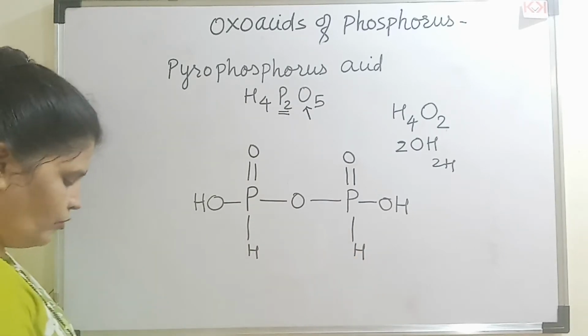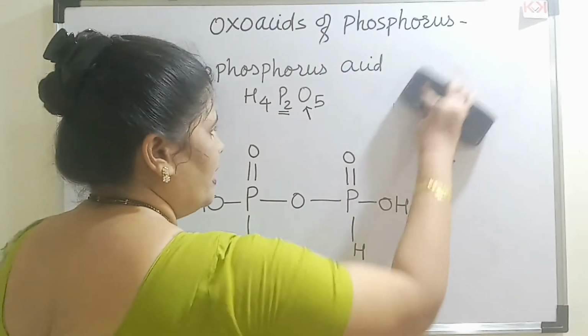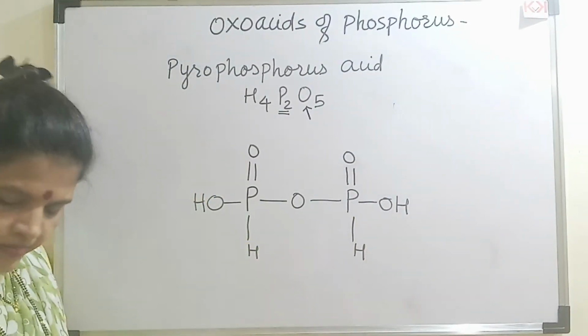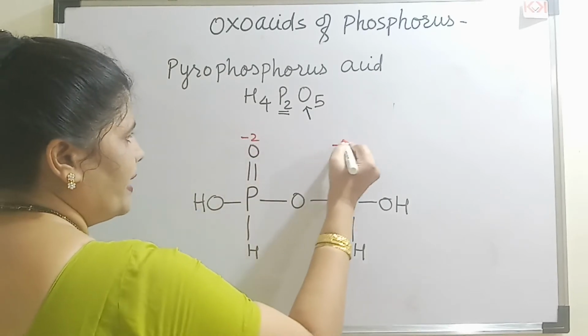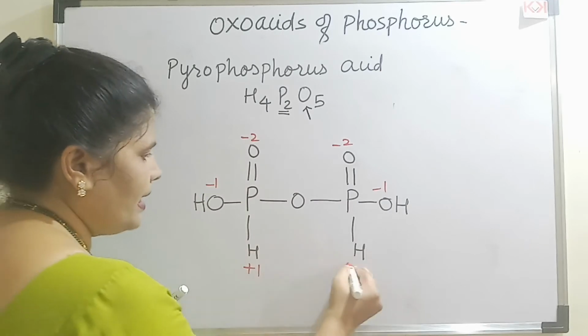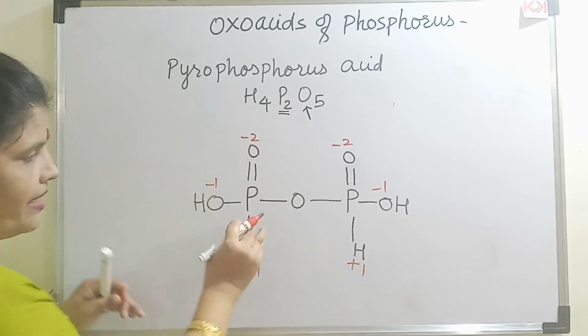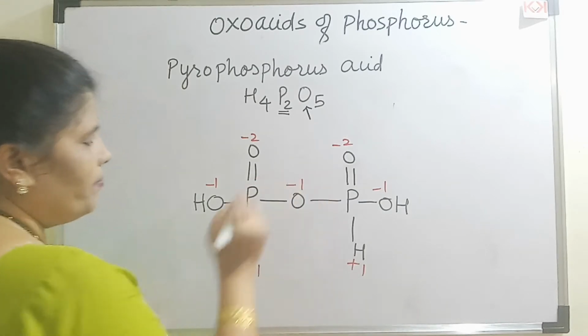Now let us see how to assign the oxidation numbers. To assign the oxidation numbers, the rules are the same. So let us see this. Double bonded oxygen -2, -2. Here it will be -1, -1, +1 and +1. Now whenever there is a peroxide oxygen here, then oxygen will be -1.